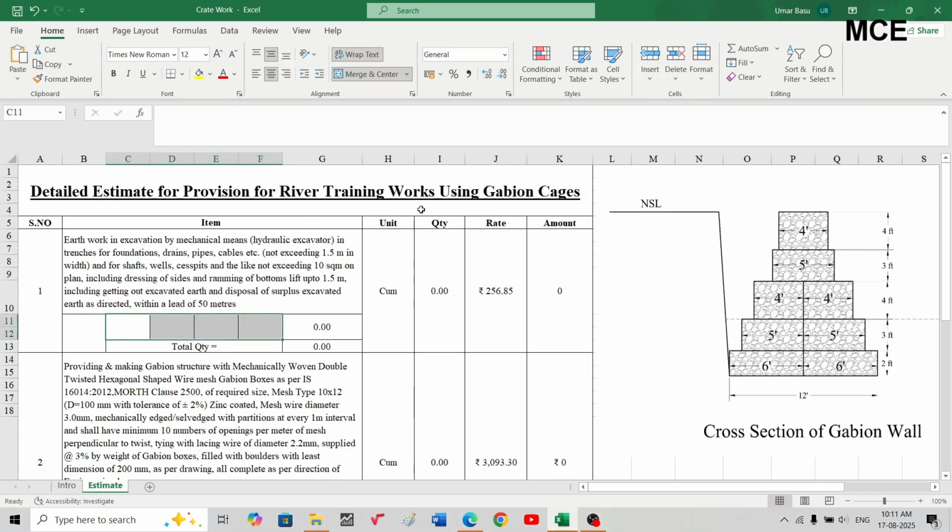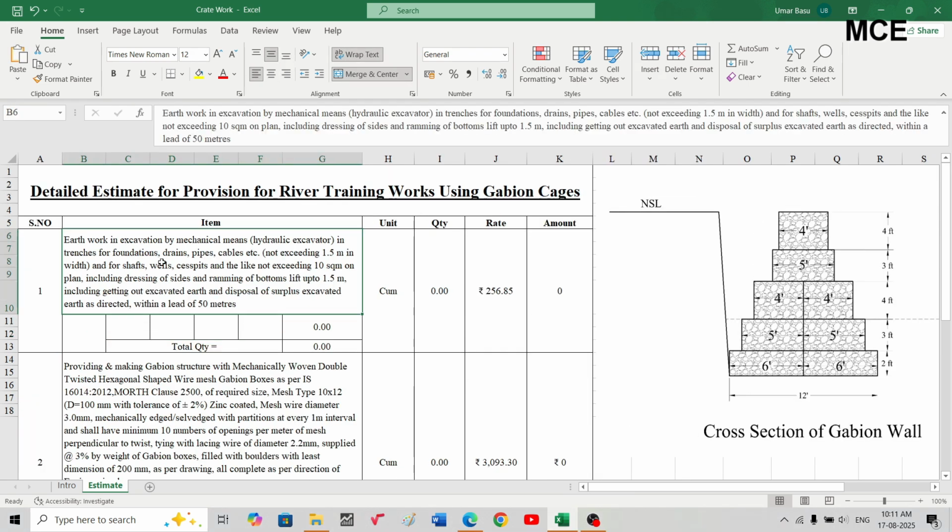The first item in my estimate is earthwork in excavation by mechanical means in trenches for foundation, drains, pipes, cables, and for shafts, and the like, not exceeding 10 square meter on plan, including dressing of sides and ramming of bottoms. Lift should be up to 1.5 meter, and disposal of surplus excavated earth should be within a lead of 50 meters. It's a complete SOR item which includes excavating as well as disposal of the excavated earth.